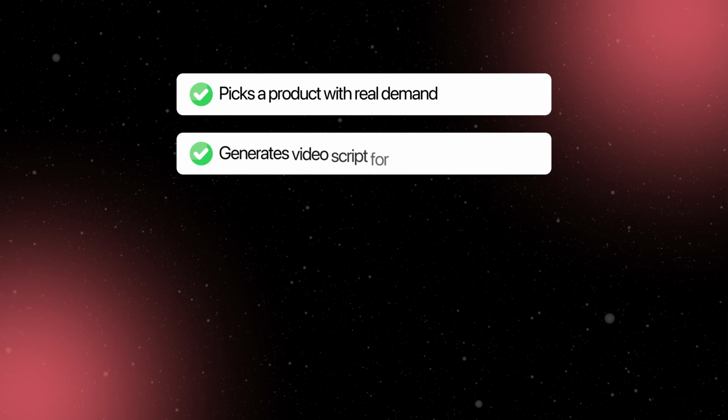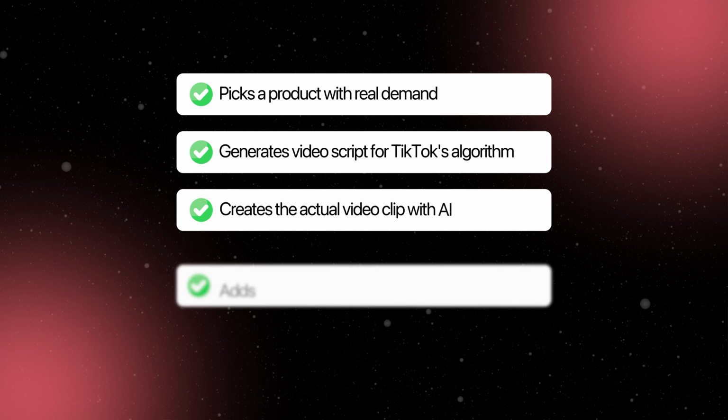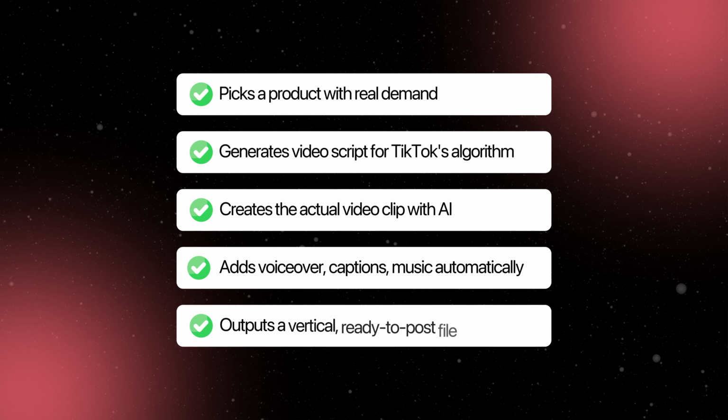Picks a product with real demand, generates a video script built for TikTok's algorithm, creates the actual video clip with AI, adds voiceover, captions, music, automatically outputs a vertical ready-to-post file.